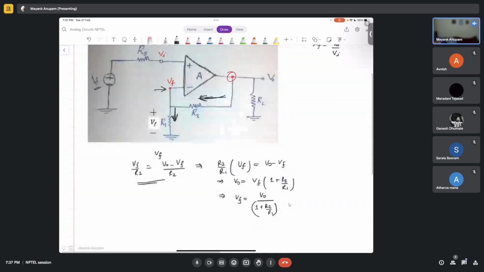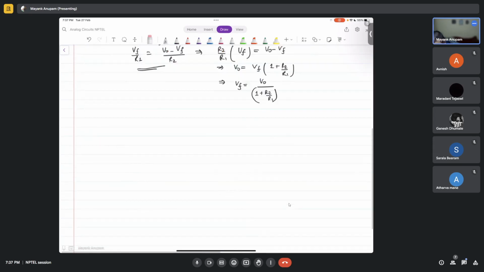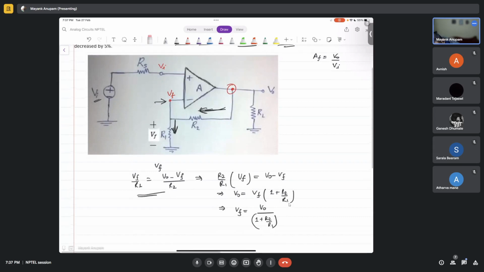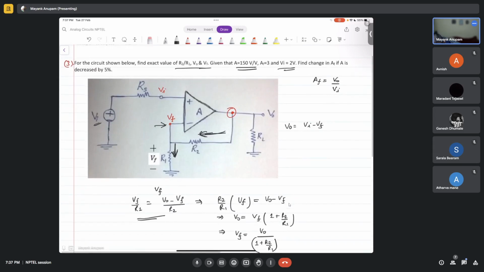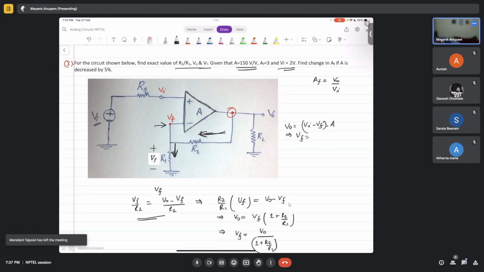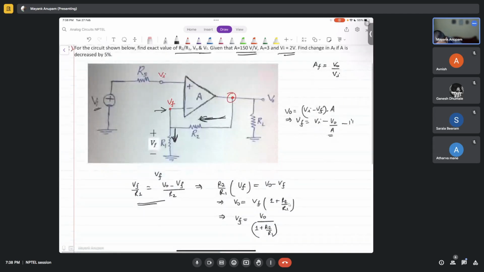what is your V0 again from the definition of this op amp? V0 is equal to Vi minus Vf into A, right? So from here Vf is equal to Vi minus V0 by A. Correct. This is your Vf here. So this is equation 1. Maybe you can write it equation 1, and this is your equation 2.